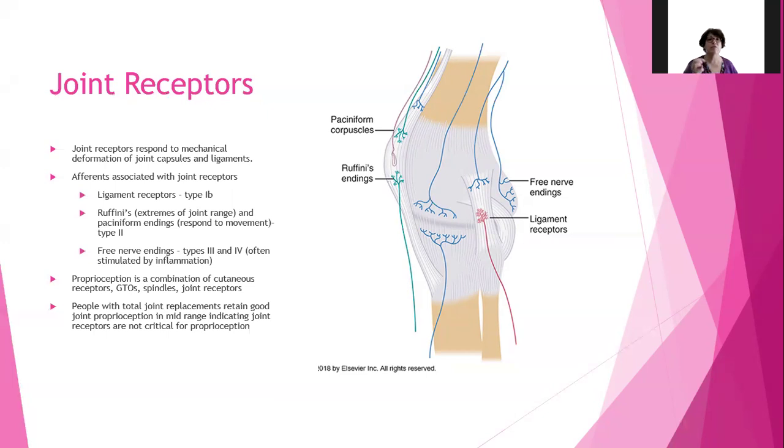Free nerve endings are type 3 and 4, and they're often stimulated by inflammation. So those are the ones that, if you have arthritis, you're going to be stimulating those free nerve endings because you have inflammation in the joint.